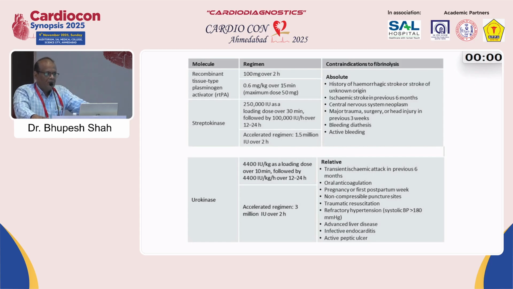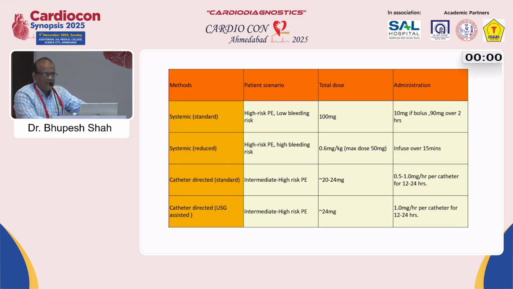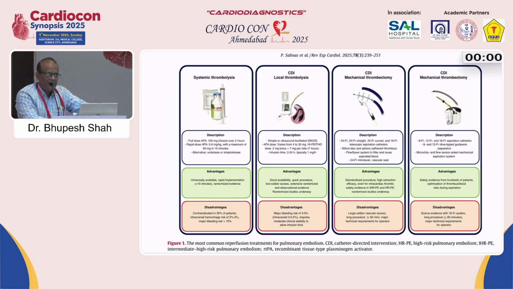And streptokinase, all of us are using 2.5 lakhs and then 1 lakh per hour, and like urokinase. So these are the various therapies, and most important is the catheter-directed therapy. Thank you very much.